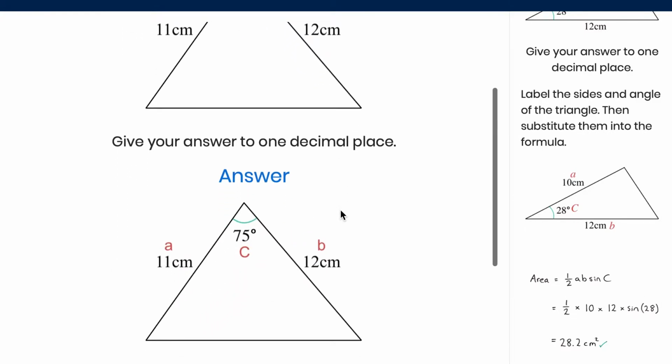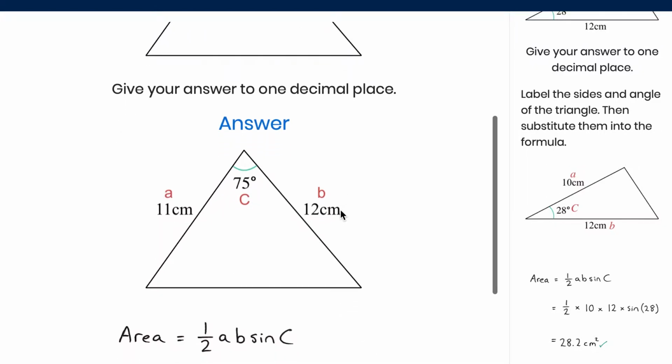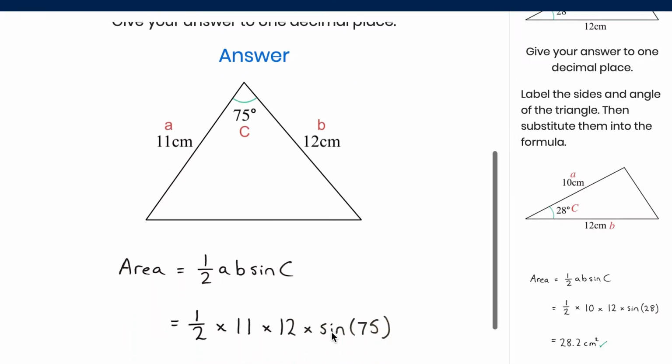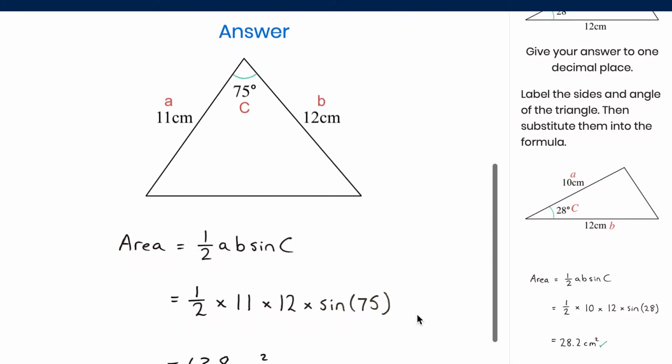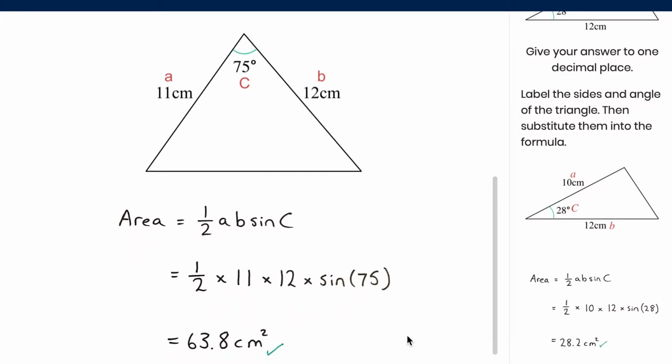First label the sides and angle. Then substitute them into the area formula. So area equals half AB sine C. That becomes half times 11, which is A, times 12, which is B, times sine of the angle C, so sine 75. Entering that into your calculator, you should get 63.8 centimeters squared, correct to one decimal place. However, if instead you get a strange fraction as your answer, then press the S to D button and the decimal answer should come up.